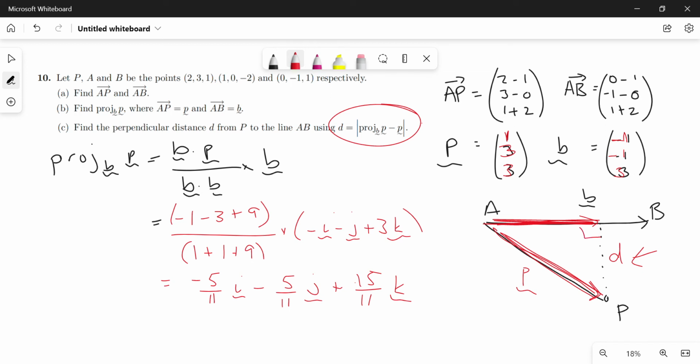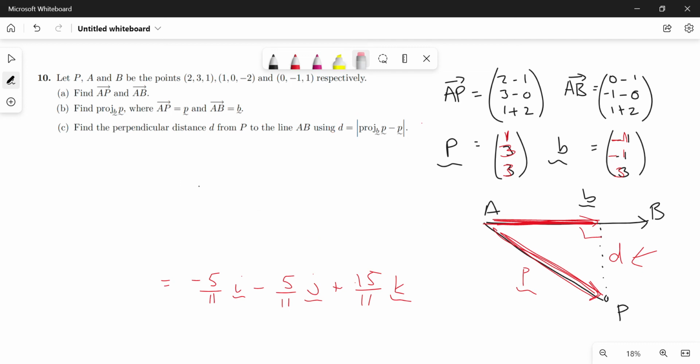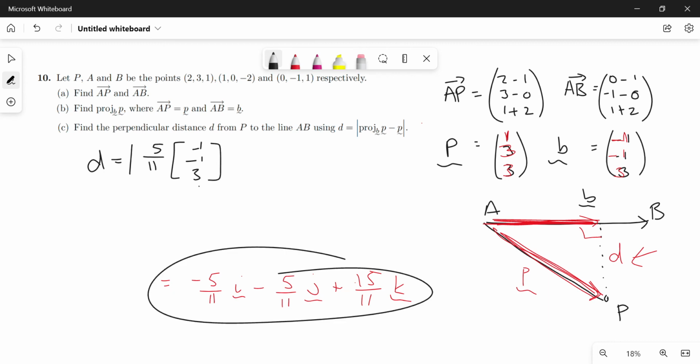So let's do that. I'll leave my projection there so I remember it. My distance D being the projection, I'll write it in a better way so that I can fit it. It's got minus 1, 3, so that's just what we've written, minus my P vector, which always will be 1, 3, 3.